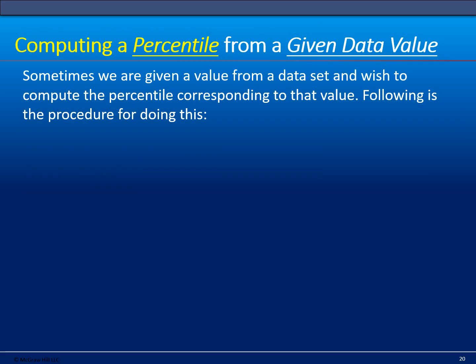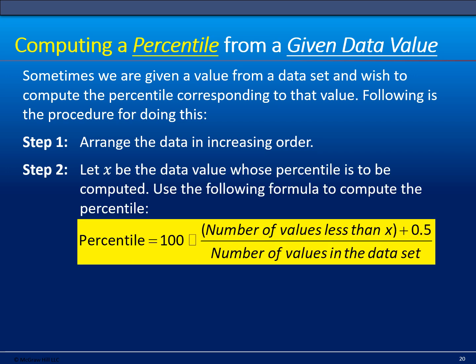Suppose we are given a value from a data set and we want to compute the percentile corresponding to the value. So again, here's how we do it. We arrange the data in order. We let X be the data value whose percentile is to be computed, and we use the following formula.